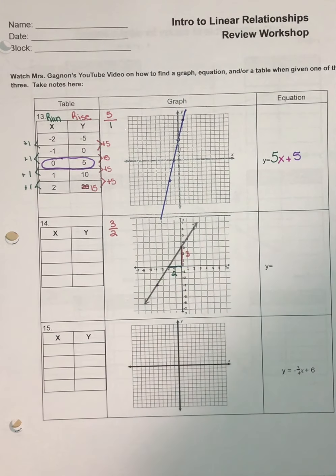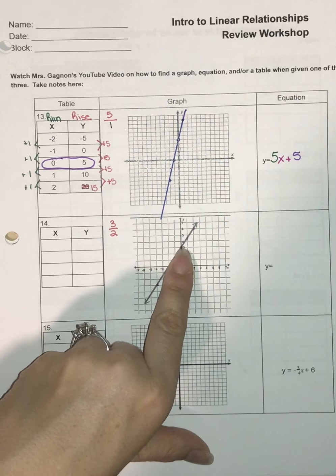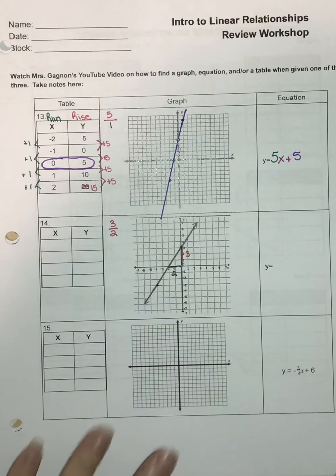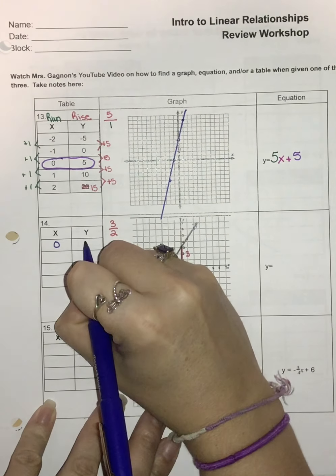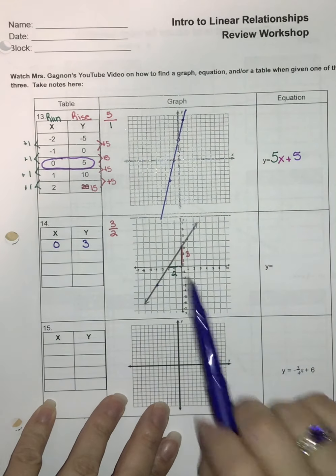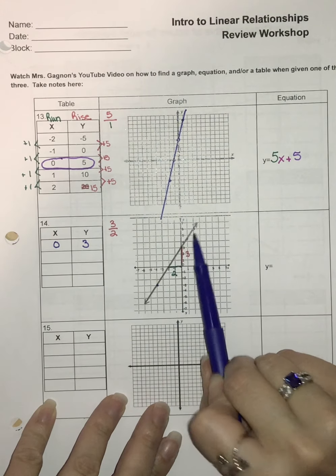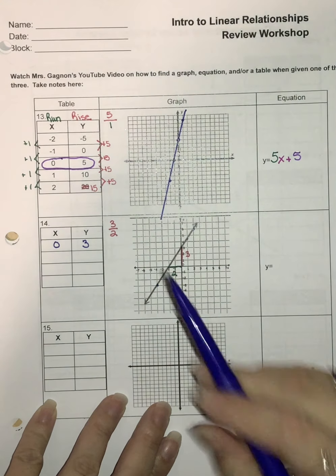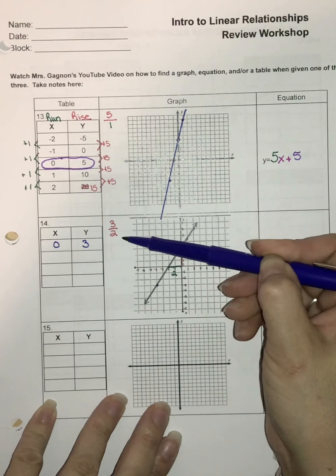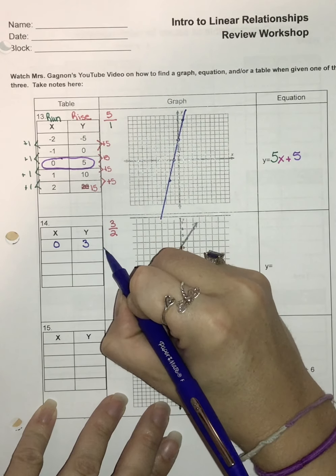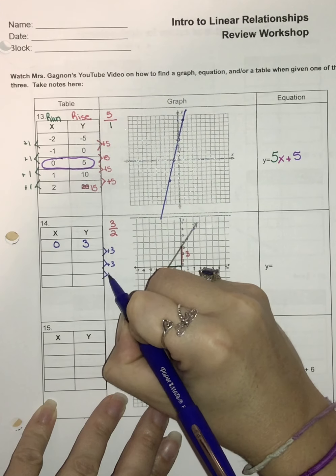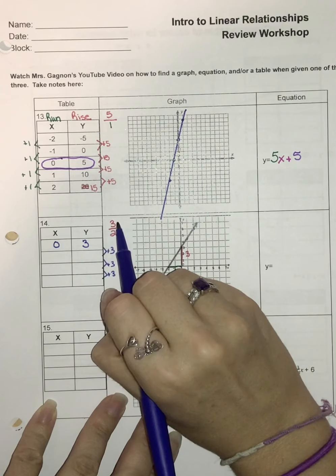So you could take any one of these points that they give you. We could go 0 and 3 because that is a y-intercept, and that's a very good point to start with. 0, 3, right here. You could take some of these other points if they give them to you. If not, remember that this is your rise and this is your run. So that means it goes +3, +3, +3 because y's rise.